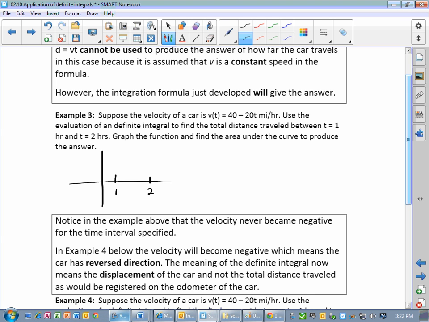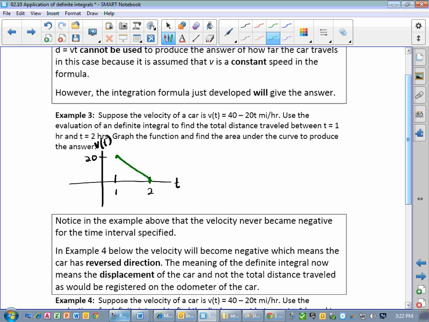We get 20, so I'm going to definitely go up on my y-axis to 20, or my v of t axis, I guess. My v of t and t. And when we plug in 2, what do we get? 0. So my highest value on here is 20, my lowest is 0. When t is 1, we get 20. When t is 2, we get 0.